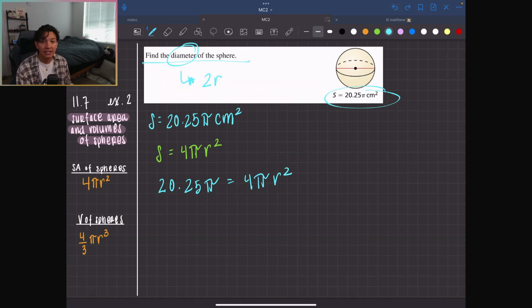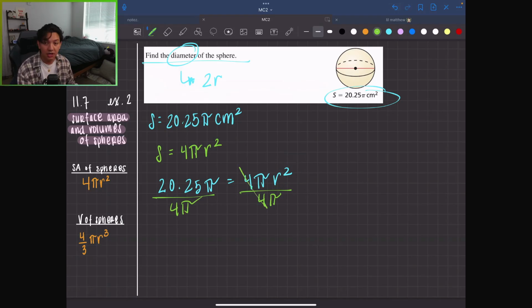And if we want to isolate the variable r here, because we need to find out what the diameter is, and to find out the diameter, we need to find the radius, let's go ahead and isolate this r here. What are we going to do? I'm going to divide both sides by 4 pi first. That way, we're left with this r squared together.